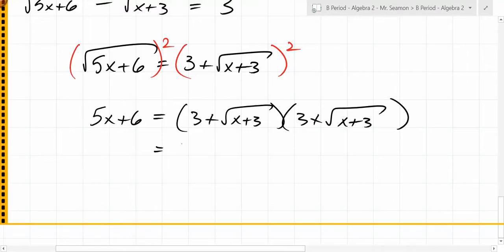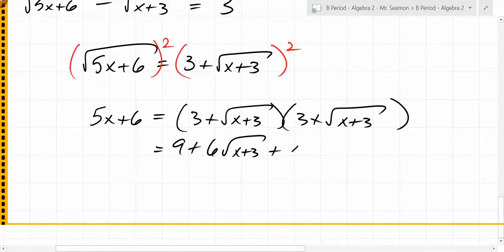9 plus 3, and then 3 again. So how many total are you going to have? 6 of these. Yep, x plus 3 plus 3, or x plus 3. Correct, because when you square it, the radical just goes away, right?